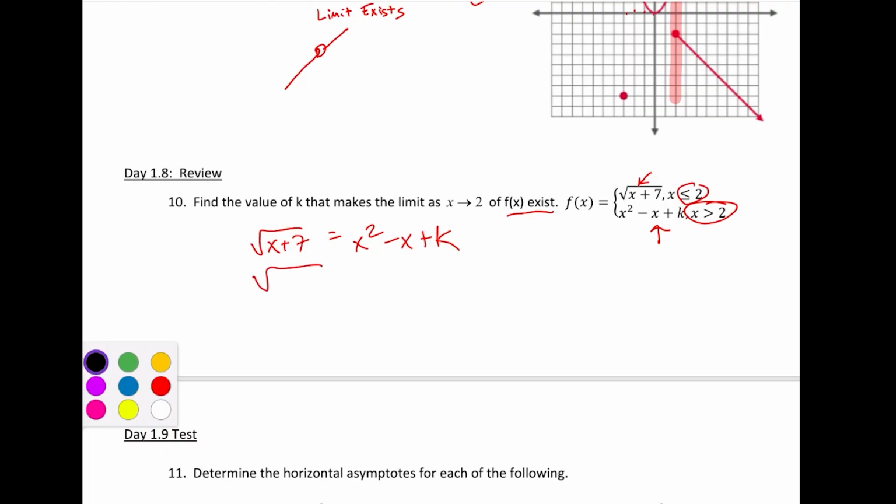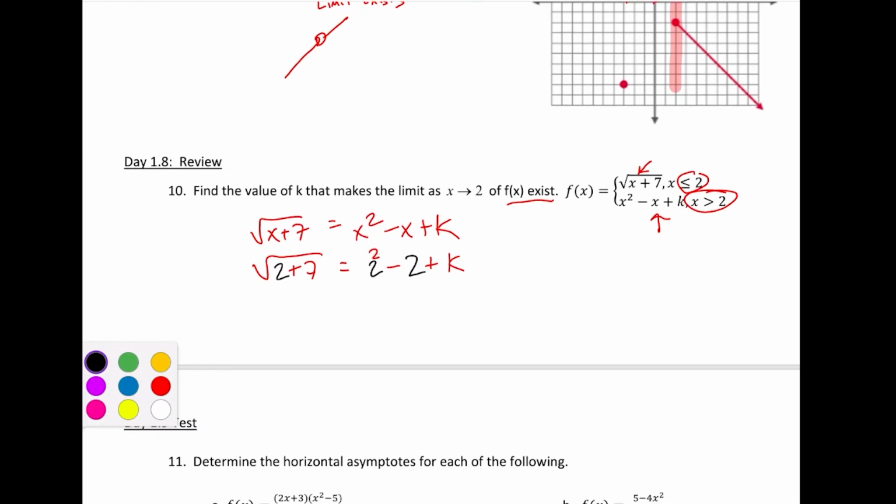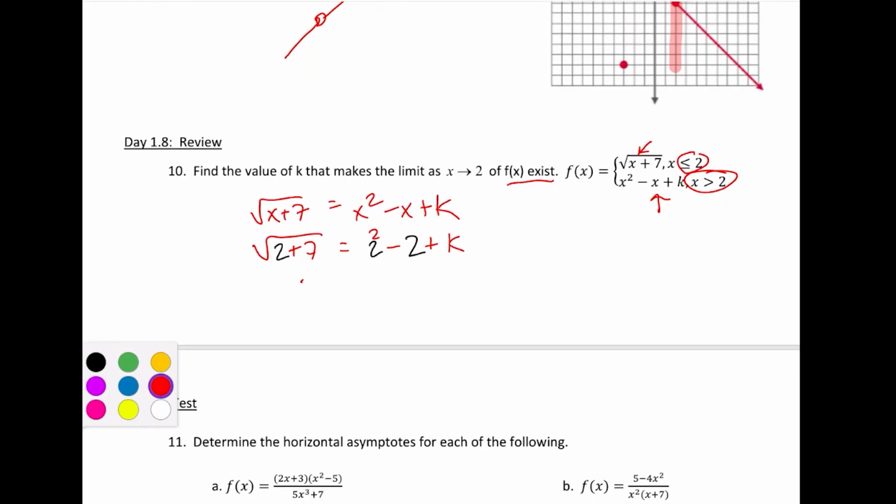So we're going to have 1 plus 7 equals 1 squared minus 1 plus k. Well, here we're going to have, not 1. I'm sorry. Let's back that up. Let's fix that at 2. I don't know why I was thinking 1. There we go, 2. All right, so the square root of 2 plus 7 will just be 3.